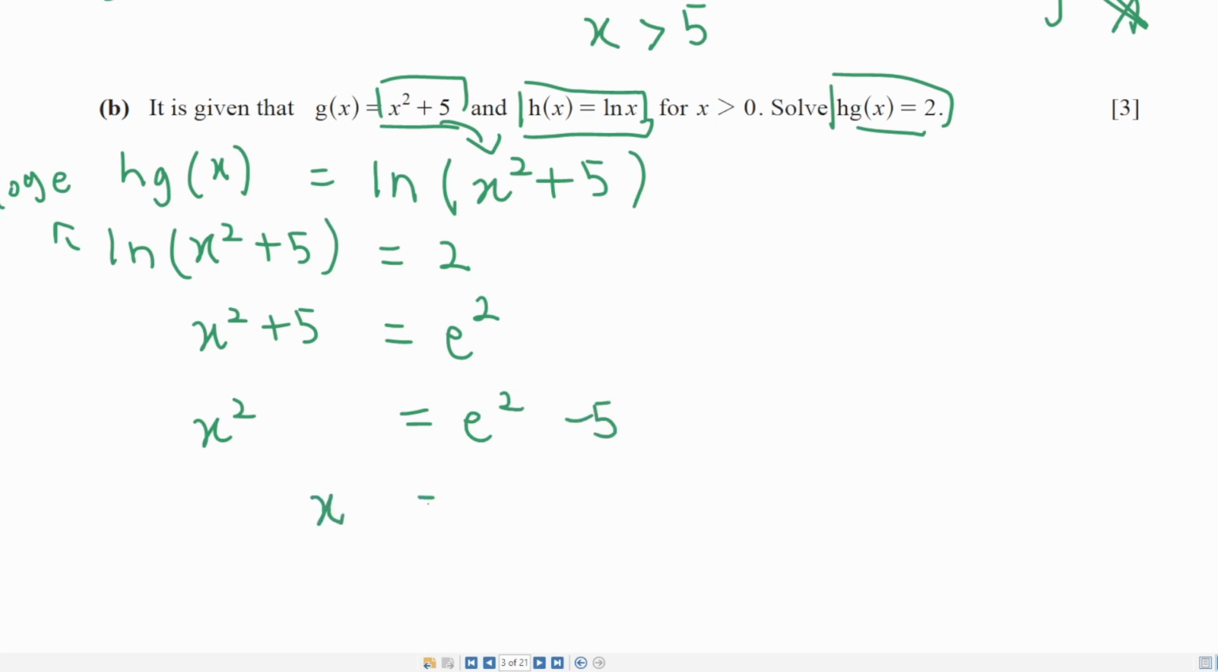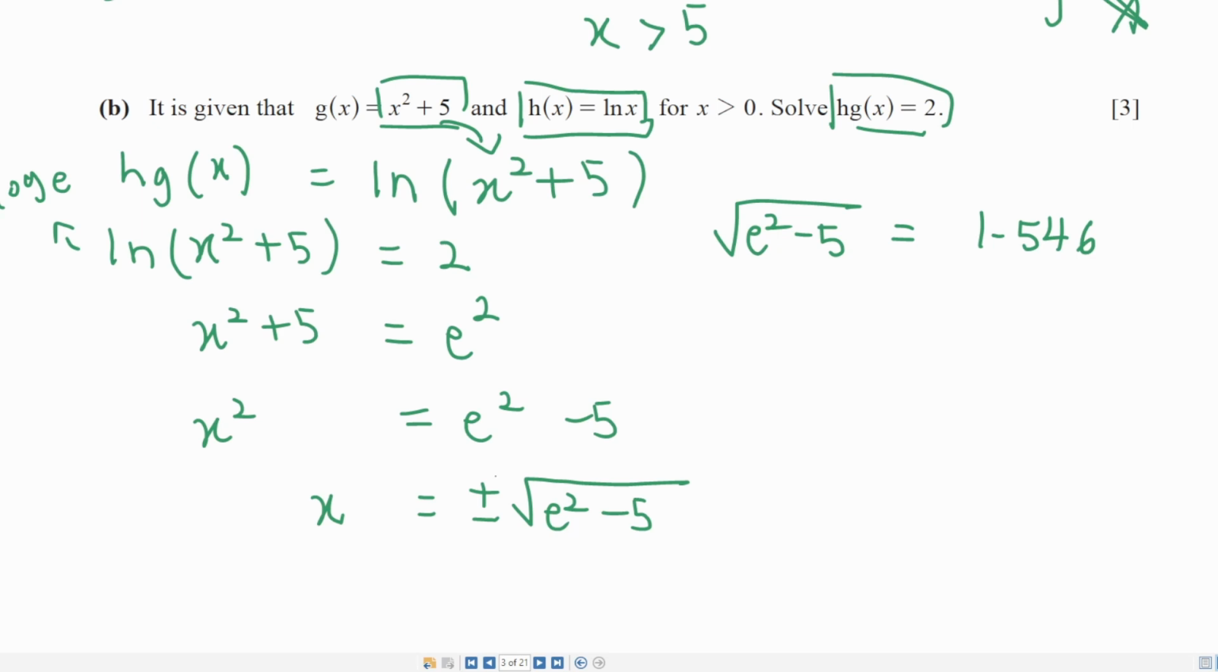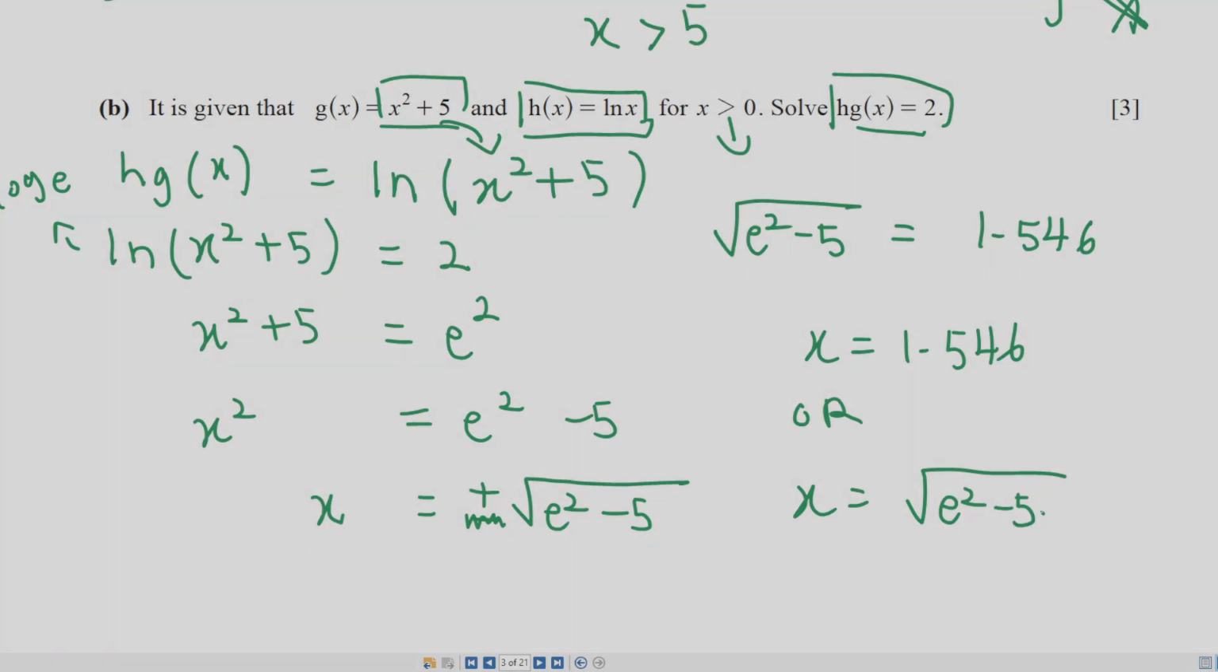And x is equal to plus minus square root of e squared minus 5. Now we key this into our calculator and we get the square root of e squared minus 5 is equal to 1.546. We also have the plus minus. However, remember our domain only accepts positive values, so we can ignore the negative sign and just take x is equal to 1.546, or x is equal to square root of e squared minus 5, as our final answer.